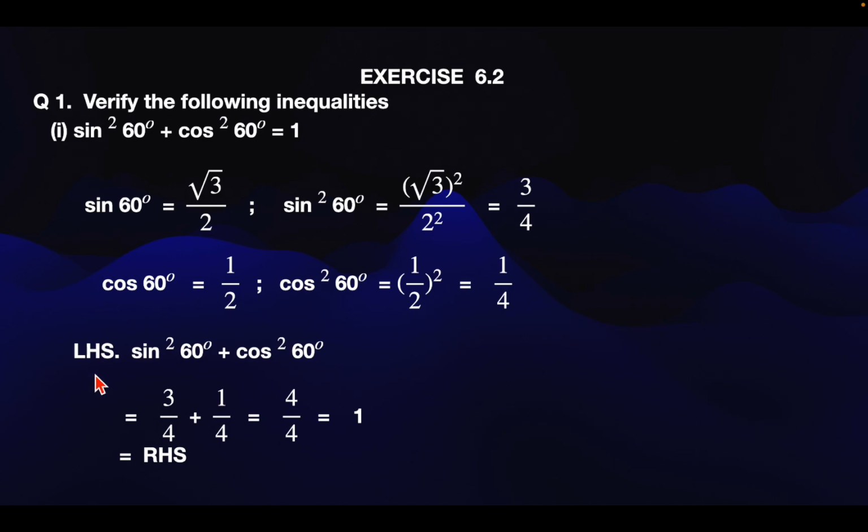So let's take the LHS. Add up these two. 3 upon 4 plus 1 upon 4 is equal to 4 upon 4 is equal to 1, which is the RHS. So here you can see from this example how important it is for you people to know the values of the angles, sin values and cos values of the different angles. So please memorize the table thoroughly.